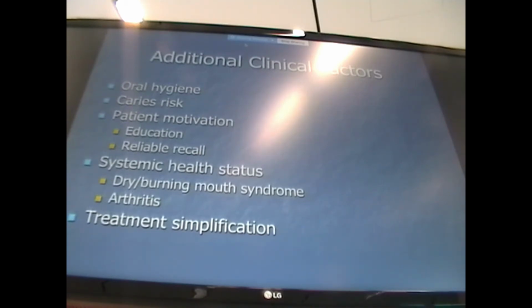Systemic health status. Are there factors that will influence your treatment? Osteoarthritis. When you take a Panorex or have one taken, you should see both condyles on the Panorex. If you don't, the Panorex has to be retaken. Why is this important? Because there are several different problems that can be diagnosed from looking at the Panorex. Osteoarthritis is one of them. If you look and the condyle is really, really strange, your patient may have osteoarthritis.